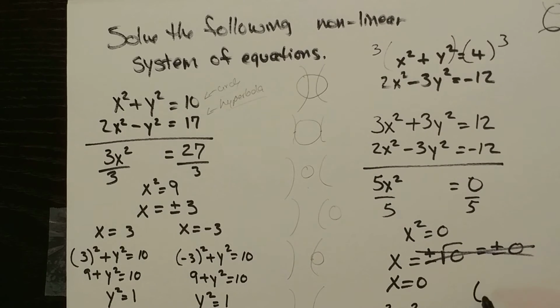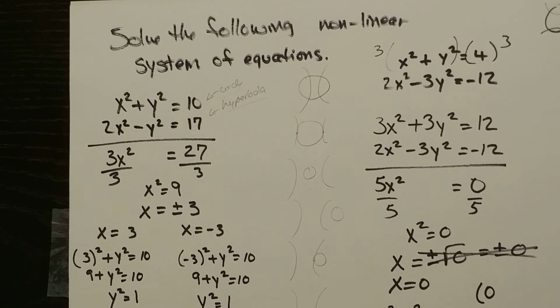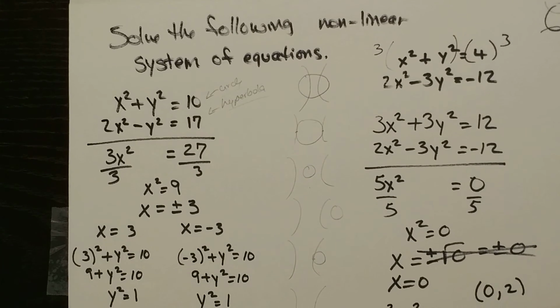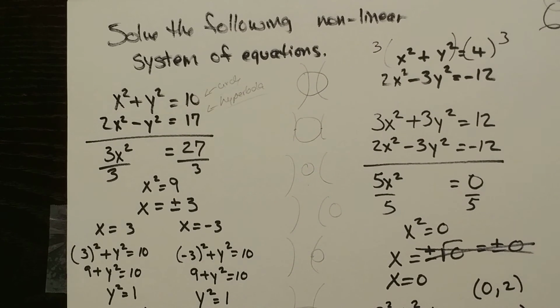This says that when x is 0, I get 2 y answers. When x is 0, y is 2. And when x is 0, y is negative 2. And in this situation, there were 2 points. This circle and this hyperbola intersect in 2 places. And that's it.